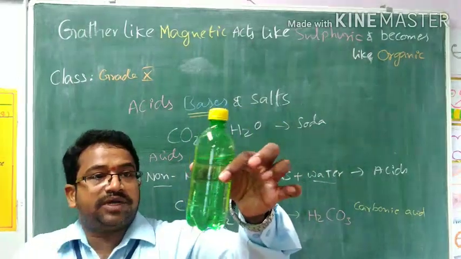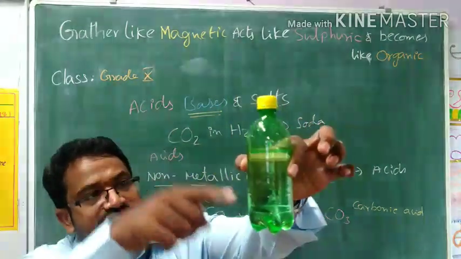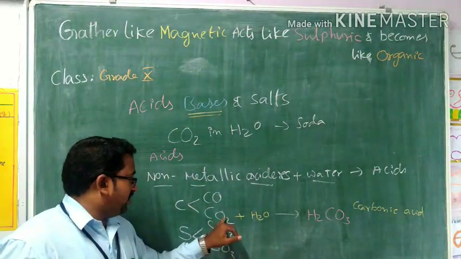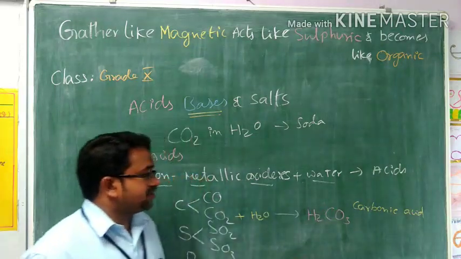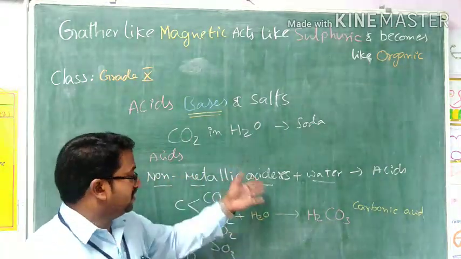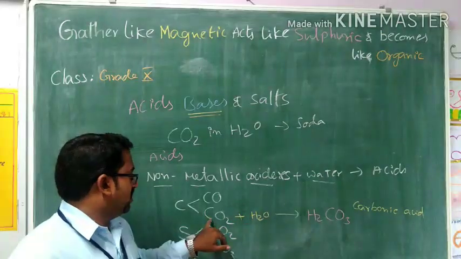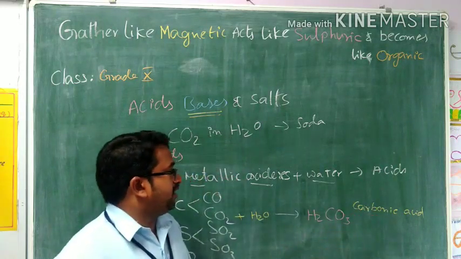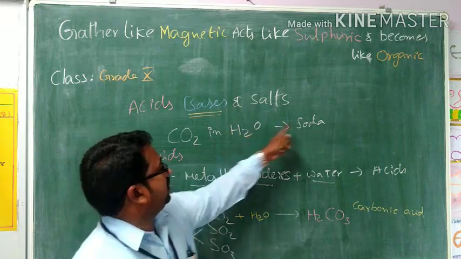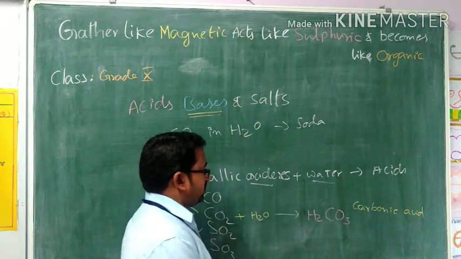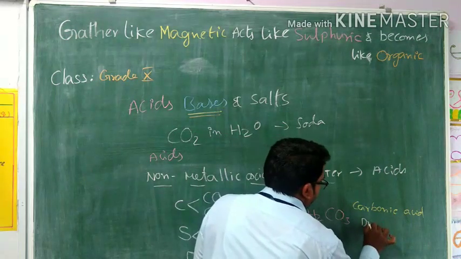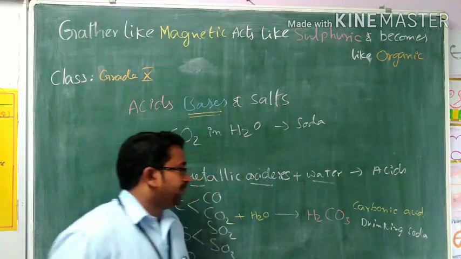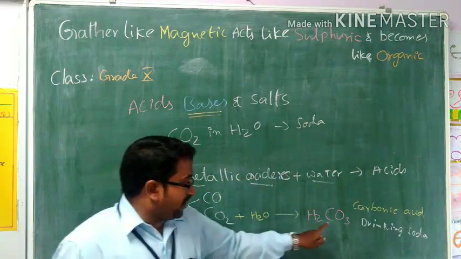Why is this soda? Because what is there in it? Carbon dioxide, which dissolves in water. Carbon dioxide is a non-metallic oxide; it dissolves in water and produces carbonic acid. There are several methods to produce acids, but this is a very easy process. So the chemical name is carbonic acid, and the common name of this one is drinking soda.